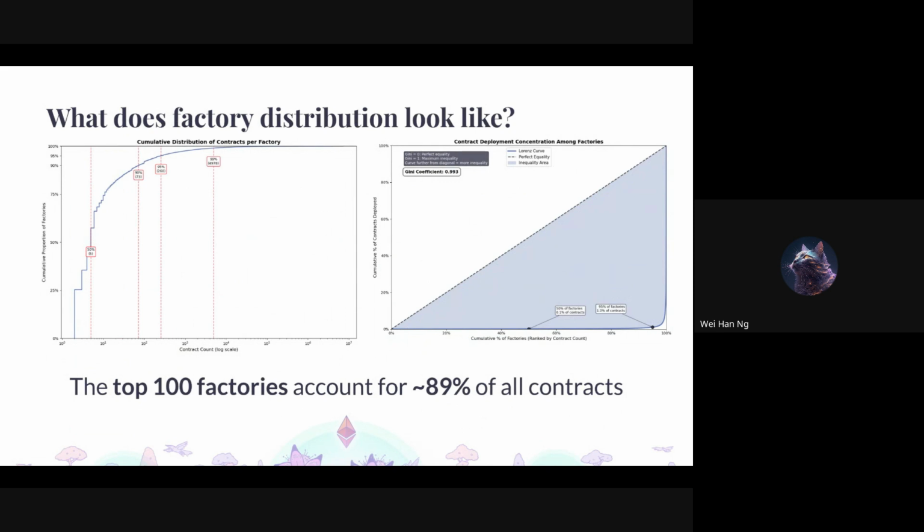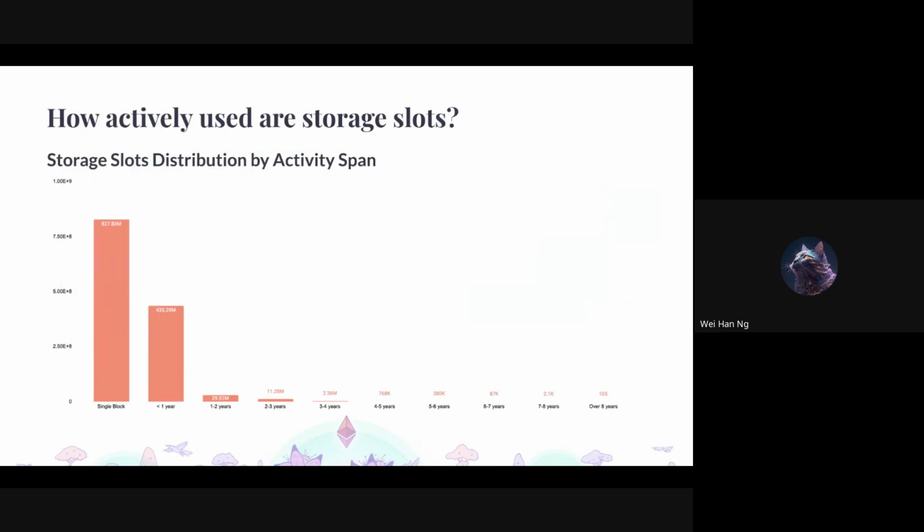Okay. So to continue, we also wanted to look at the factory distribution, focusing on the concentration side. And we found out that again the concentration is very skewed. The top 100 factories account for over 89% of all contracts, which supports the evidence that we have seen in the past few slides before, where most contracts use the same bytecode and so on and so forth. And next thing is to look at storage slots.